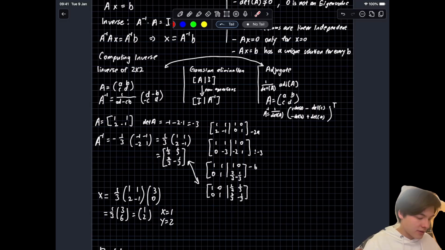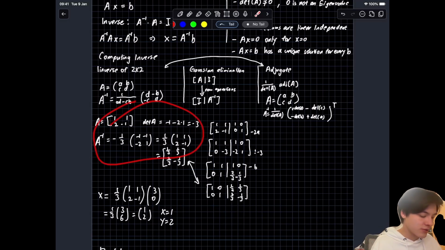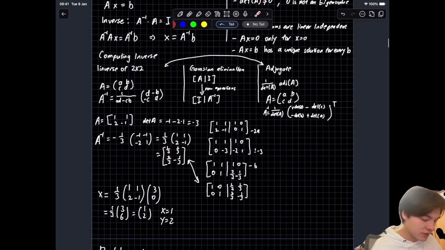Here I have numbers, for example. For the first one, actually this would also work. So if we have 1, 1, 2, minus 1, the determinant is 1 times minus 1 minus 2 times 1, which equals minus 3. So A inverse would be minus 1 over 3 times the matrix, and here we flipped. So this will be our inverse.